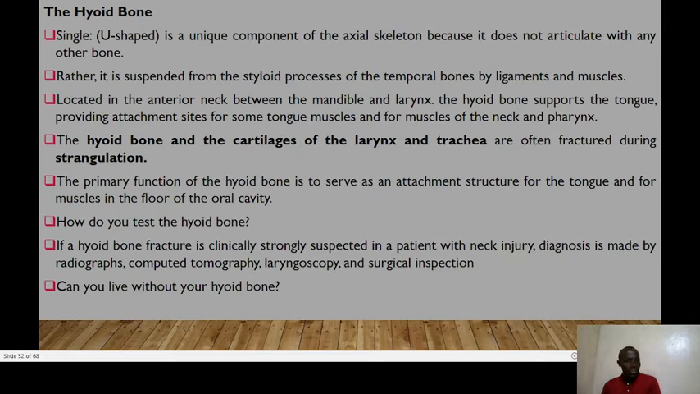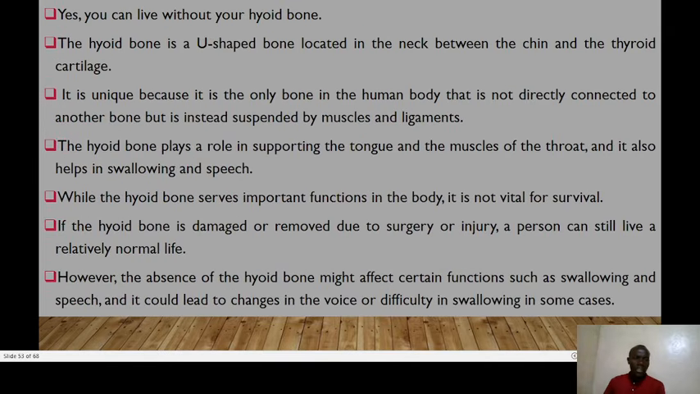If a hyoid bone fracture is clinically strongly suspected in a patient with a neck injury, diagnosis is normally made through radiographs, computed tomography, laryngoscopy, and surgical inspection. So can you live without your hyoid bone? Yes, you can live without your hyoid bone.